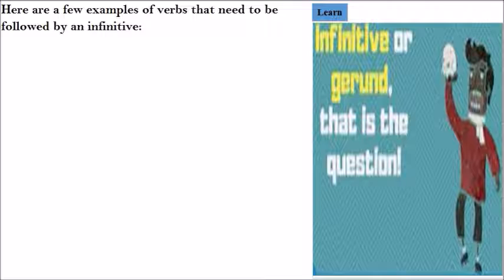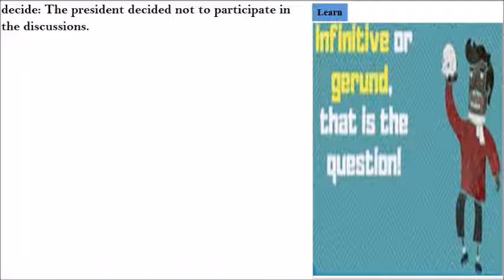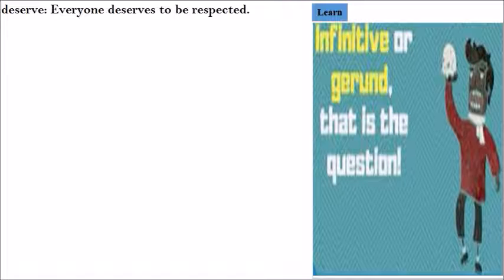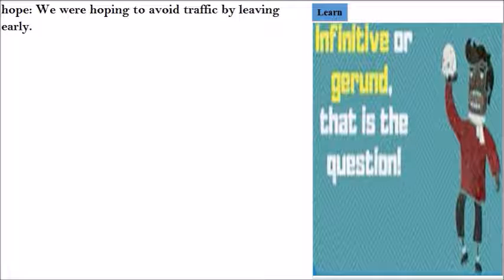Here are a few examples of verbs that need to be followed by an infinitive. Agree. I agree to go to a party with my friend. Decide. The president decided not to participate in the discussions. Deserve. Everyone deserves to be respected. Expect. I expect to know my exam grade by tomorrow. Hope. We were hoping to avoid traffic by leaving early. Learn. He learned not to trust anyone. Need. She needs to learn how to cook.